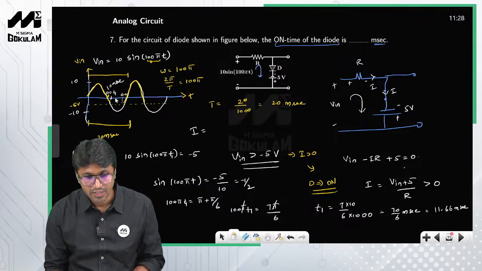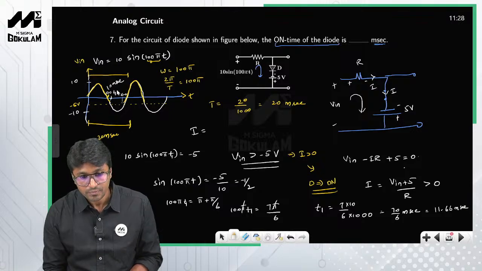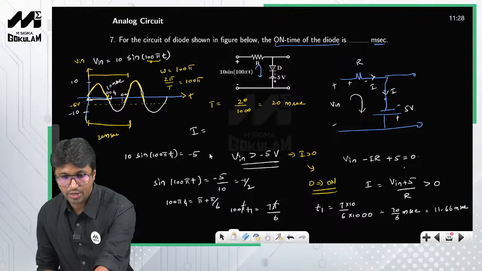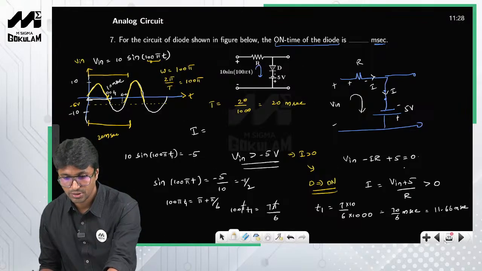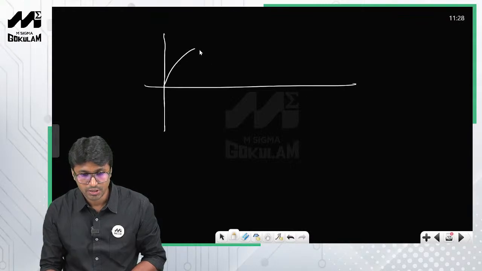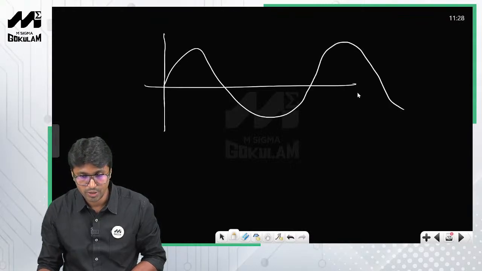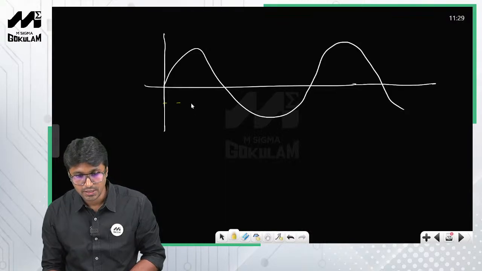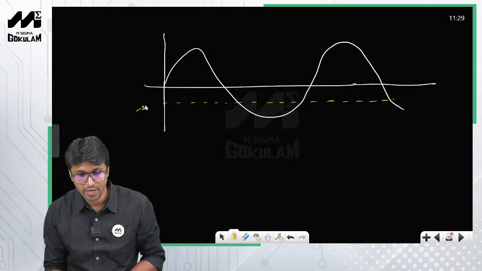So this time instant is t1. I'll draw it properly so that you can see this clearly. This is your input and this is the reference level, which is minus 5 volt. You have to find this particular instant.